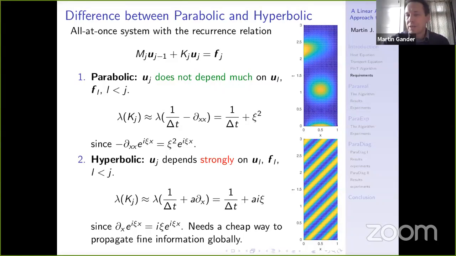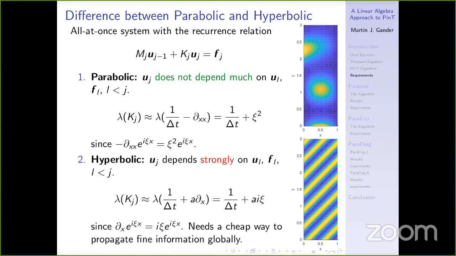if you want to solve them in a time parallel fashion. This is a moment where I could pause for questions if there are any, before I start to explain the Parareal algorithms. So if there's any question in the chat, please let me know.